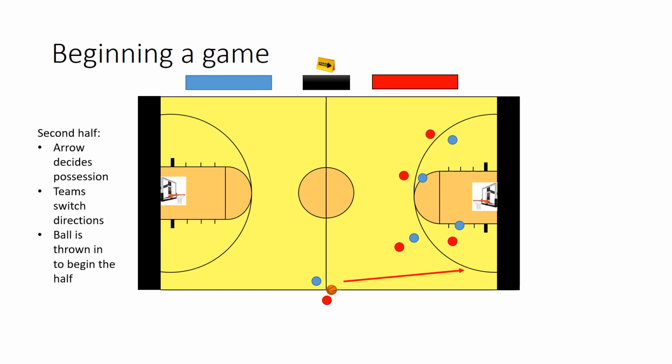In this case, the red team has the ball to begin the second half, and as you'll notice, they begin at the division line opposite the table, and most of the players are in red team's front court. Red is going from left to right in this scenario.